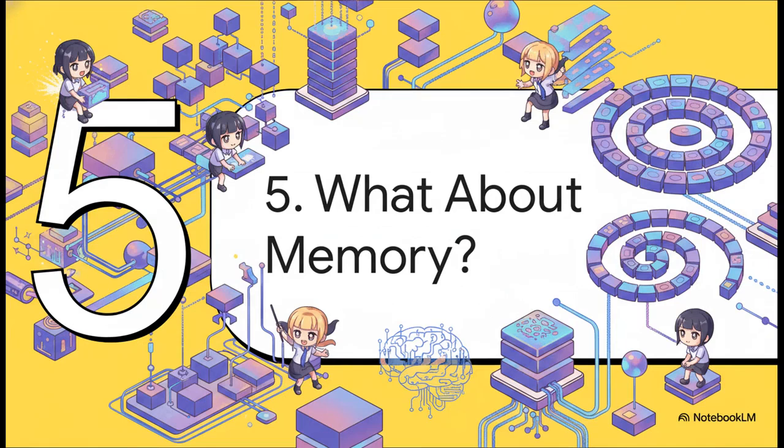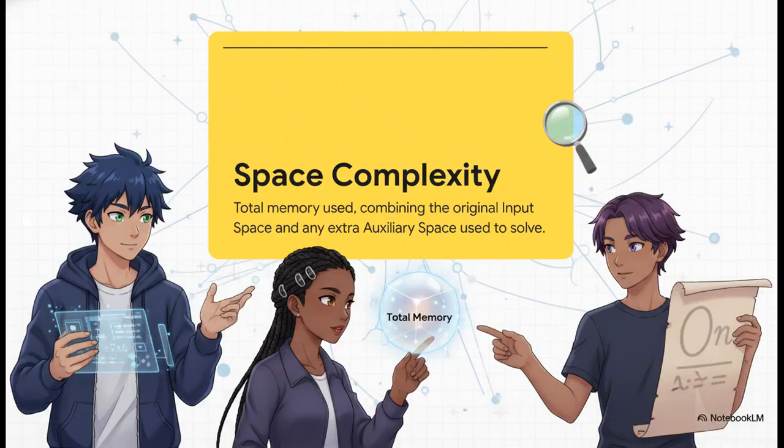So, we've covered time pretty well, but that's really only half the story. Efficient code isn't just fast, it's also careful about how much memory it uses. So let's talk about space. And this is called space complexity. It's just a measure of how much memory your algorithm needs to do its job. That includes the space for the original input, plus any extra memory you might create along the way. We call that auxiliary space.